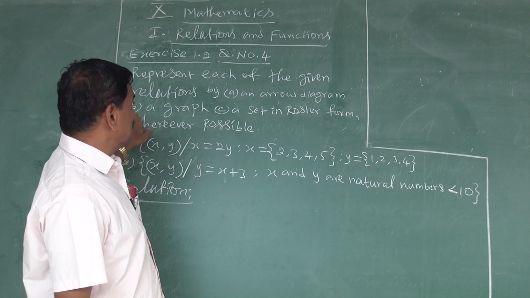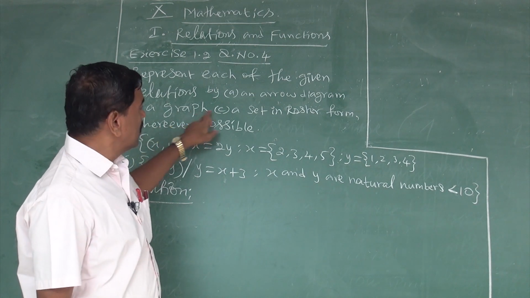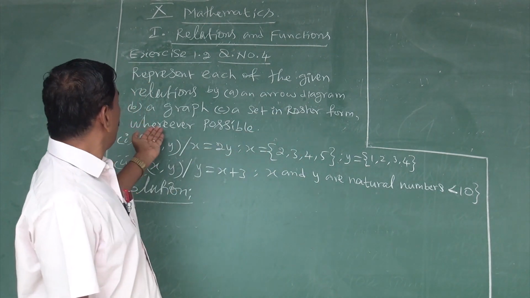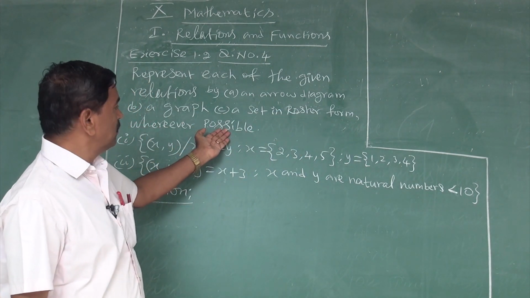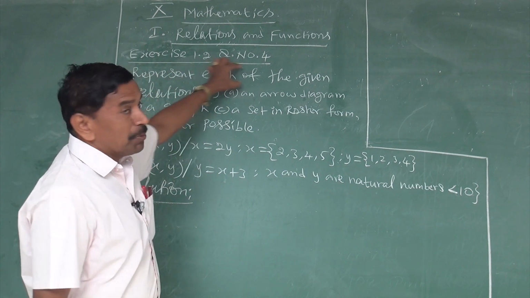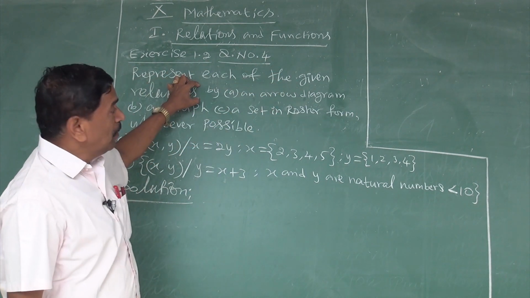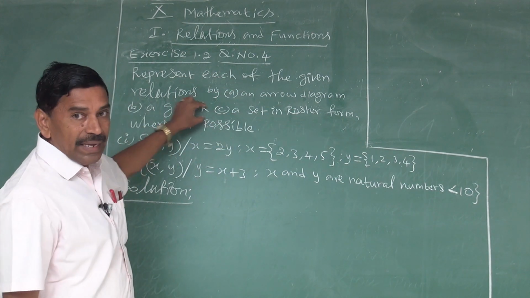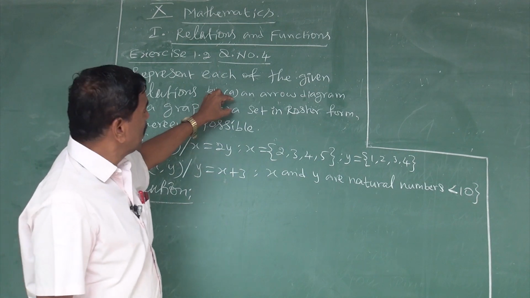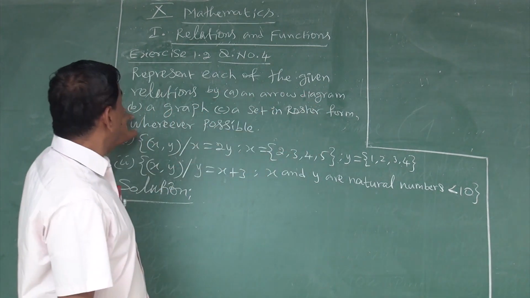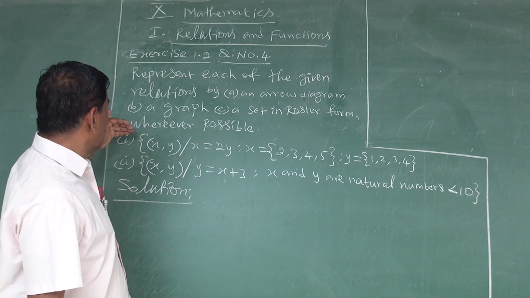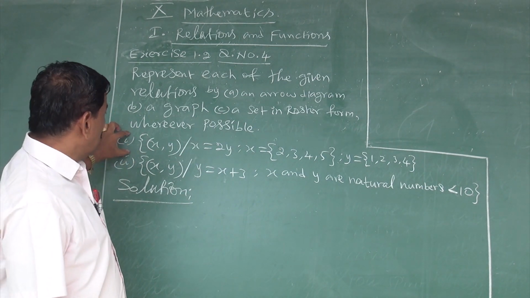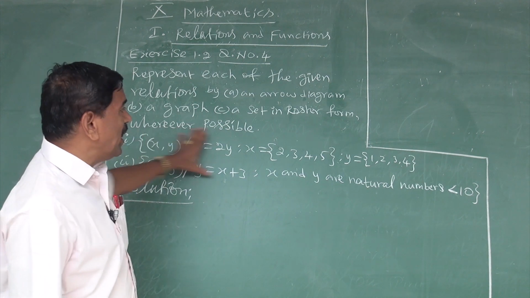Represent each of the given relations by A) an arrow diagram, B) a graph, C) a set in roster form wherever possible. Okay, listen, there are two questions. First question, both of the questions are given in set builder form.